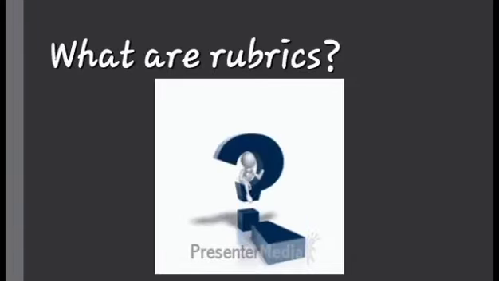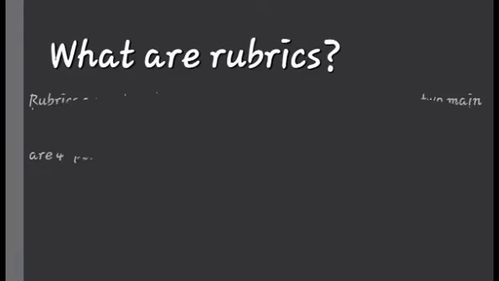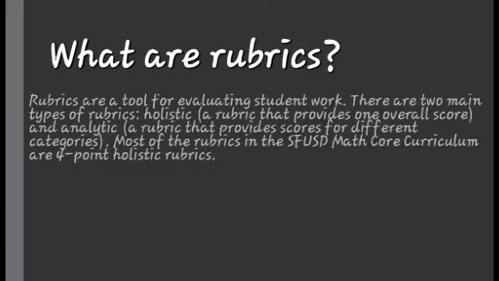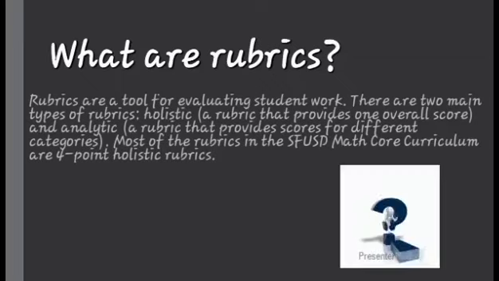What are rubrics? Rubrics are a tool for evaluating student work. There are two main types of rubrics, holistic and analytic. Holistic, a rubric that provides one overall score, and analytic, a rubric that provides scores for different categories. Most of the rubrics in the math core curriculum are 4-point holistic rubrics.